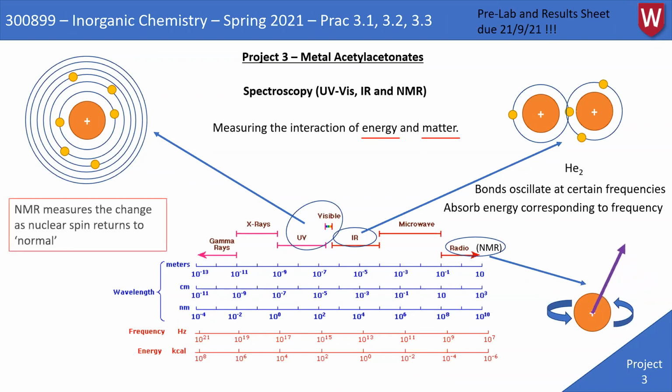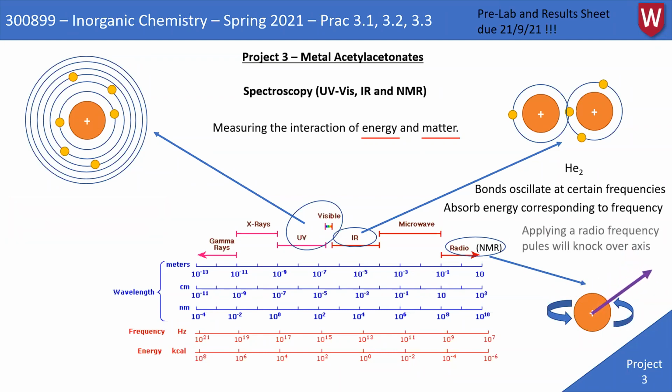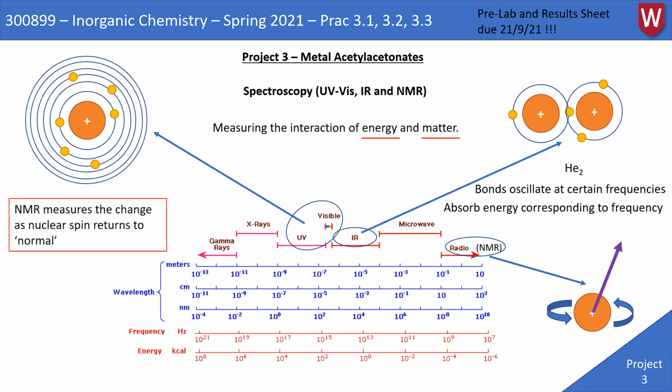When we switch that pulse off, eventually the axis of rotation will return back to its original oscillation. And what we're measuring in NMR is the change as a nucleus returns to its normal oscillation. So when we go from this oscillation, which is a result of the radio wave, back to this oscillation, the change in magnetic field actually induces a current in a very sensitive detector in the NMR. That change in induced current is what we're measuring in NMR and what we present in the spectrum. So again, hopefully that gives you some background into what we're actually looking at in an NMR spectrum.